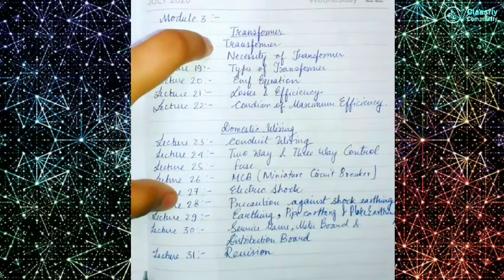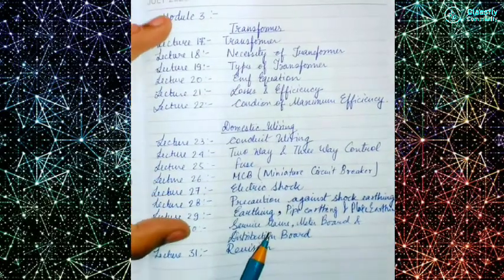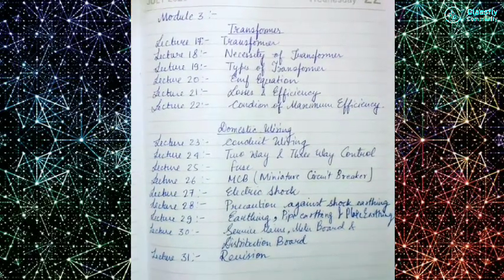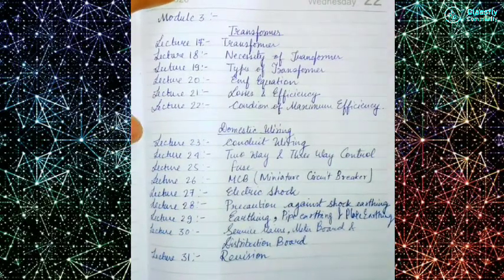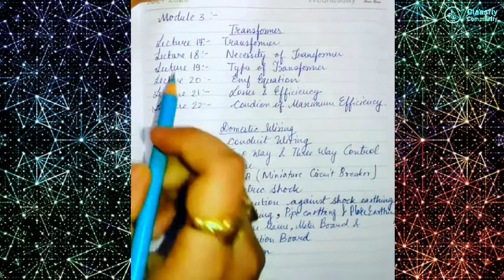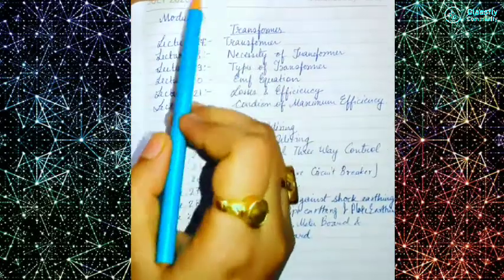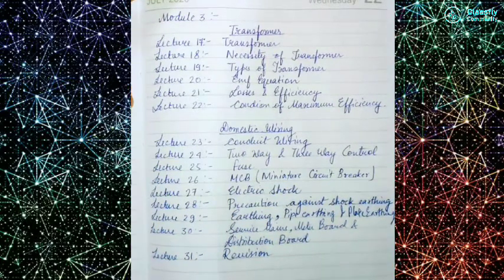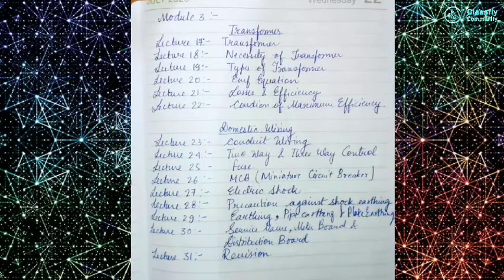Lecture 31 is a revision of this whole module 3 in a very brief manner, so you can remember all the specific sub points, or you can say a summary of module 3, so you can remember in your examination. So I will see you in the lecture section.